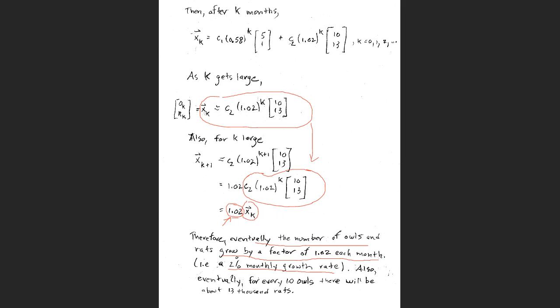Now, also, eventually, we can say that for every 10 owls, there will be 13,000 rats, because rats were in the thousands. Maybe that's a little bit much for the rats, but I don't think so, because other animals are going to eat them too. But the (10, 13) comes from the eigenvector. The eigenvector also has importance, just like the eigenvalue has importance. That's right, Binyam.